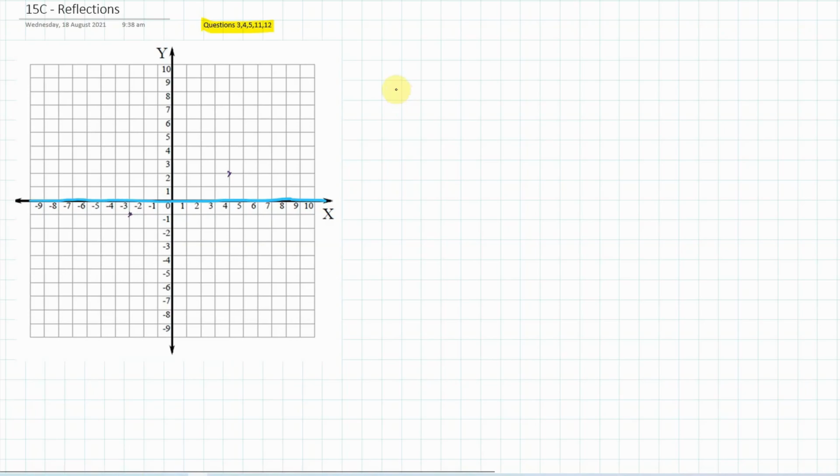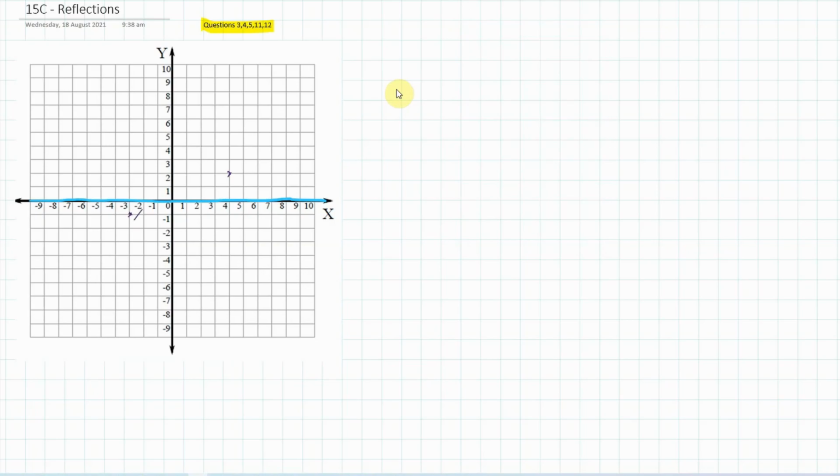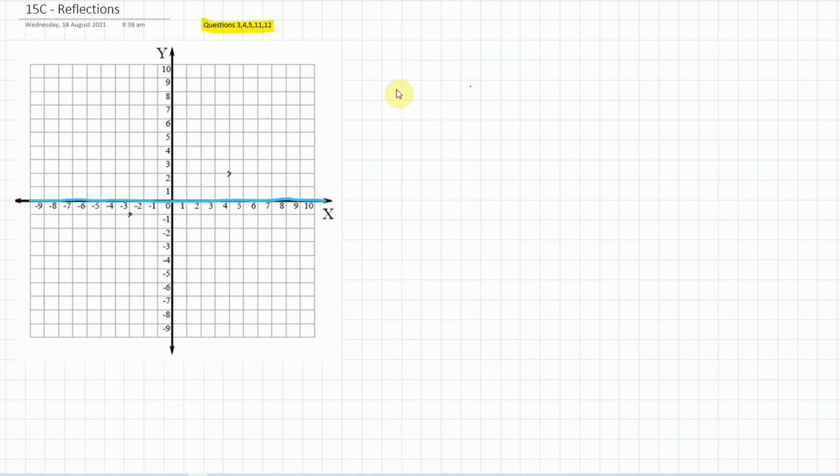Now, if I join these up, I'll see if I can do this with this tool here. Yeah, it's not very good. I'll just have to do it freehand. So I'll just draw it freehand and see where we come to with that. Not too bad at all. Okay, so that's my line L, and I'm going to reflect the line L.